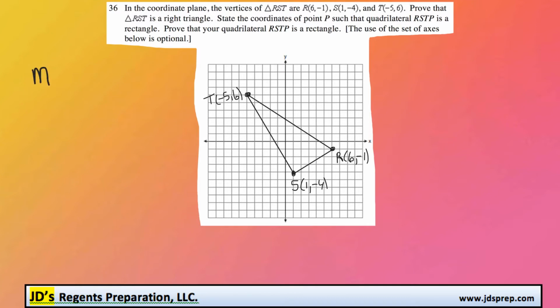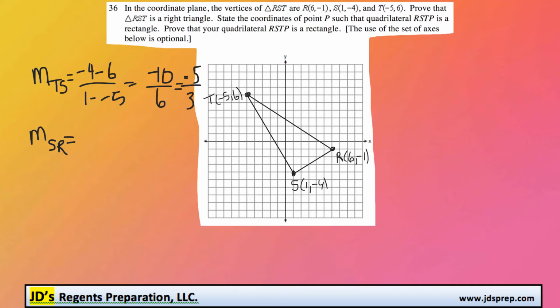Let's find out the slope of the line from T to S first. Using the slope formula, we're looking for the change in y, so that would be -4 minus 6, over the change in x, which would be 1 minus -5. So that gets us -10 over 6, which simplifies to -5/3.